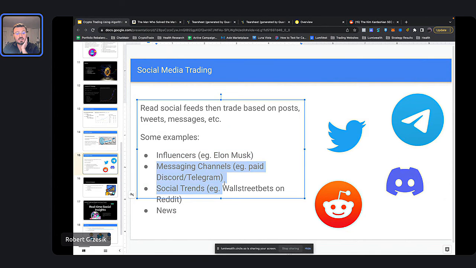You could also be listening to messaging channels, right? So you could be listening to Discord or Telegram and seeing when people talk about things, we can get automatically buying things, right? So if some person came out and said, you should buy this coin, we'll automatically buy it, right? Listen to the people that are talking about things. You can watch social trends, right? Like what we're doing here, Wall Street Bets on Reddit or whatever else, Reddit, Twitter, how are things trending? Are people saying good things about this or not, right? We could automatically be investing in that.